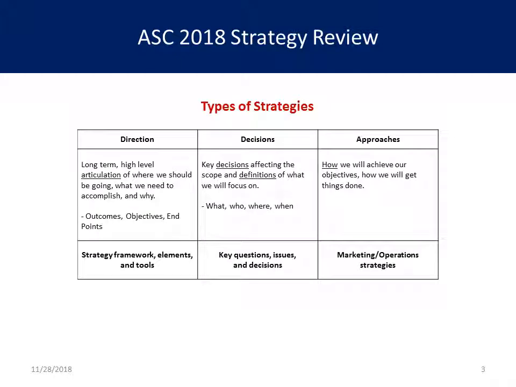The first thing I'd like to discuss are the different types of strategies that are typically considered in a strategy review type exercise. And I think there are three kinds of strategies. There are strategies that provide long-term, high-level direction or articulation of where an organization should be going and why. There are strategies that are decisions, key decisions affecting the scope and the definition of what the organization works on, things like who, what, where, and when. And then there are approaches, strategies as approaches, how we will achieve our objectives and how we get things done.